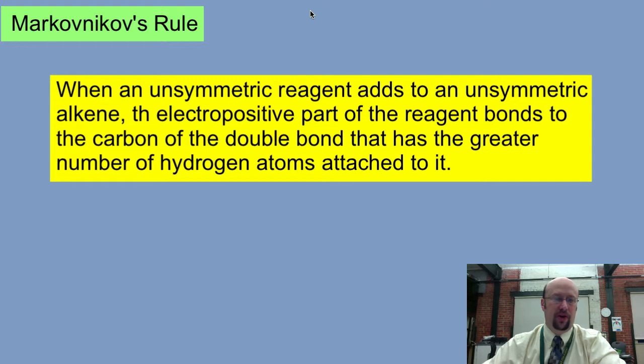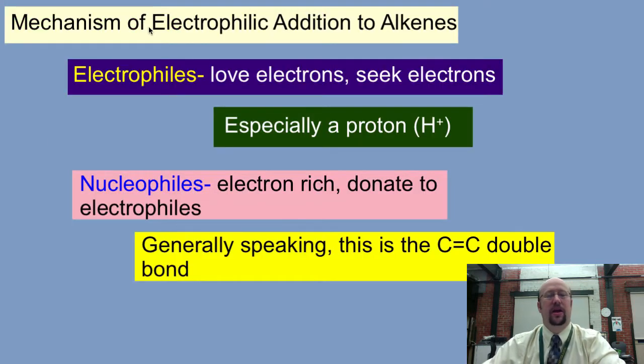Well, this is Markovnikov's rule, and I'm going to give you a second to hit pause and copy that down real quick. Basically what it says is that if I've got an unsymmetric reagent and an unsymmetric alkene, the electropositive part of the reagent bonds to the carbon of the double bond that has the greater number of hydrogens attached to it. And you're like, what in the world does that mean? Well, this is one of those cases where I think it's going to work if you see what's actually happening, and then we'll come back to Markovnikov's rule in a second.